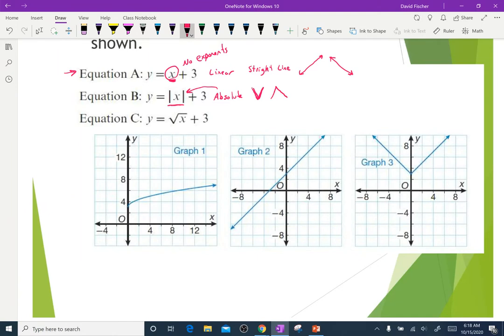Okay, and then this is called a radical sign. Square roots. Radical or square roots.